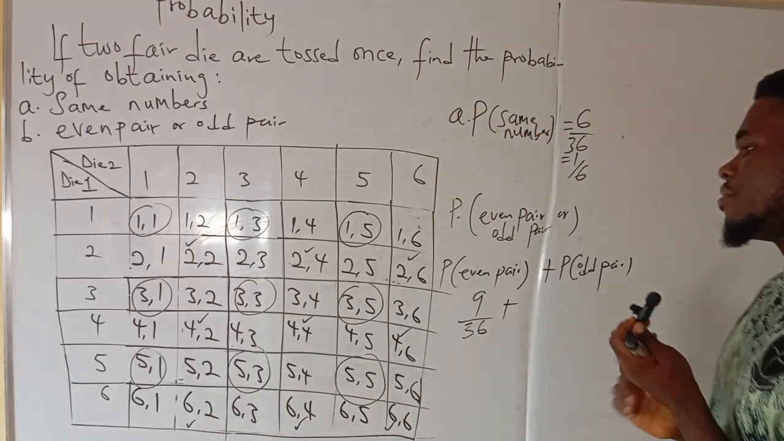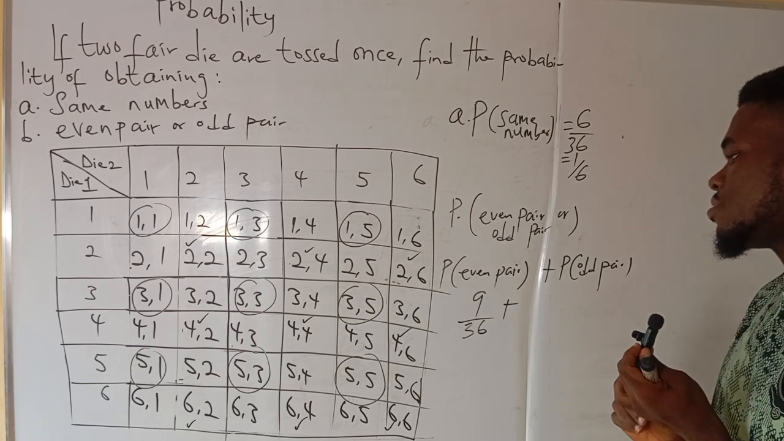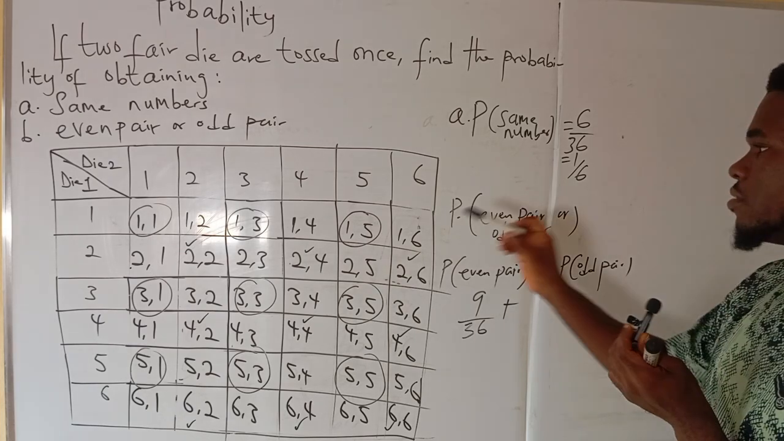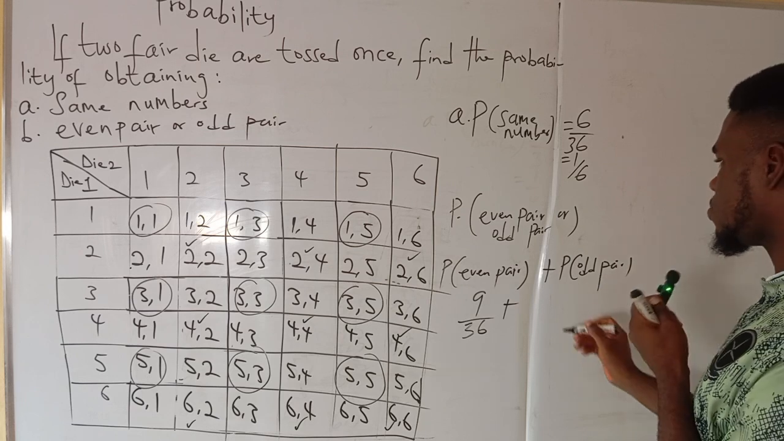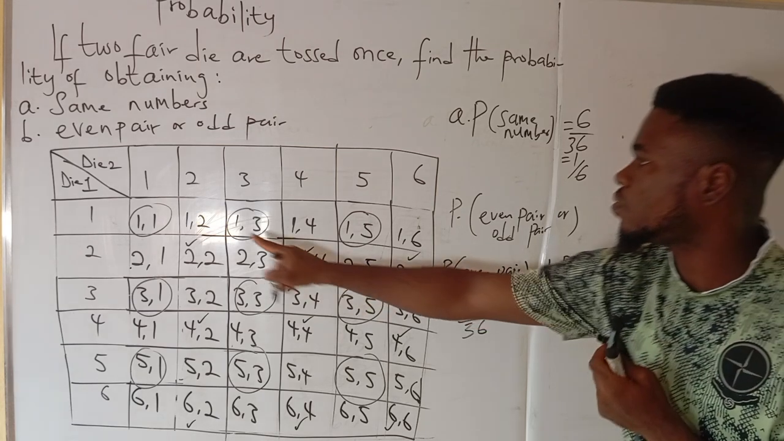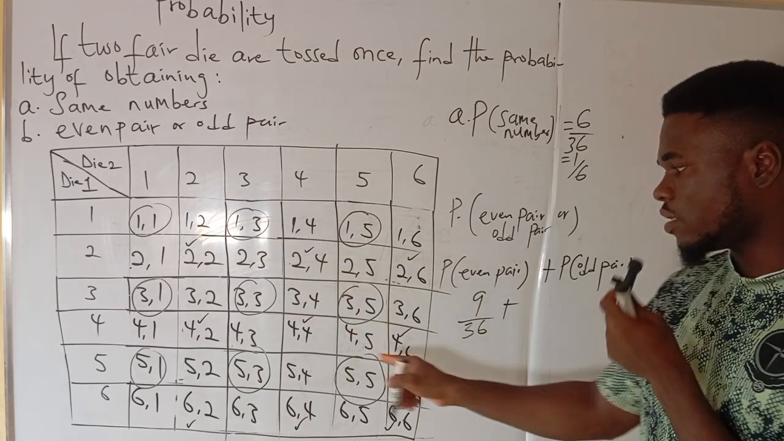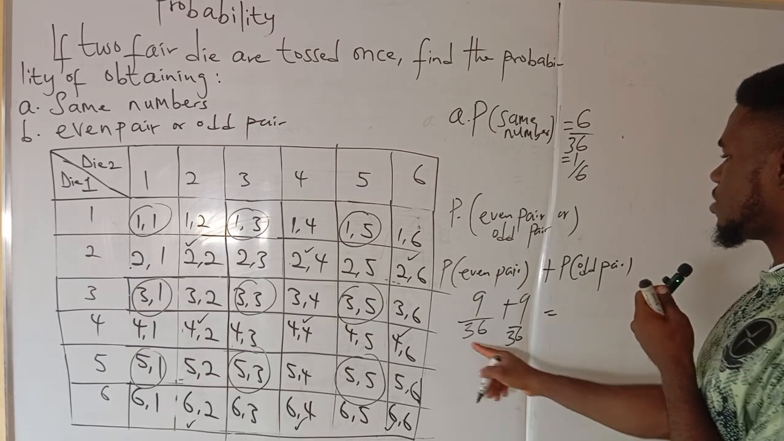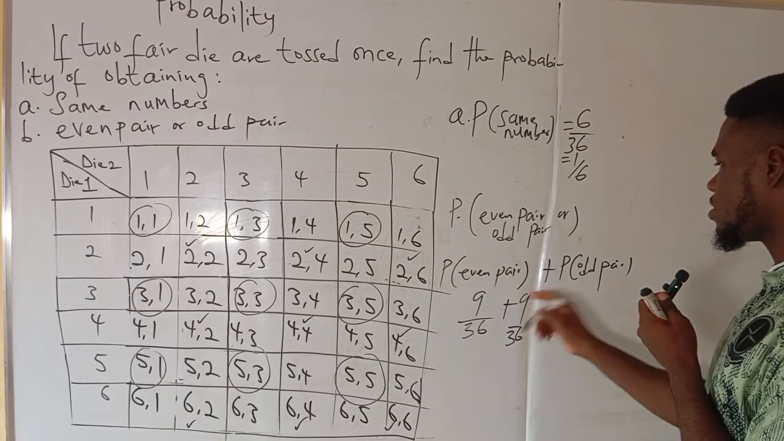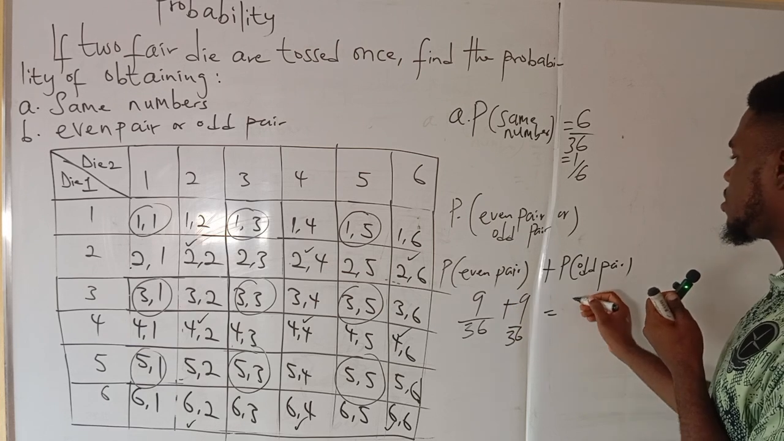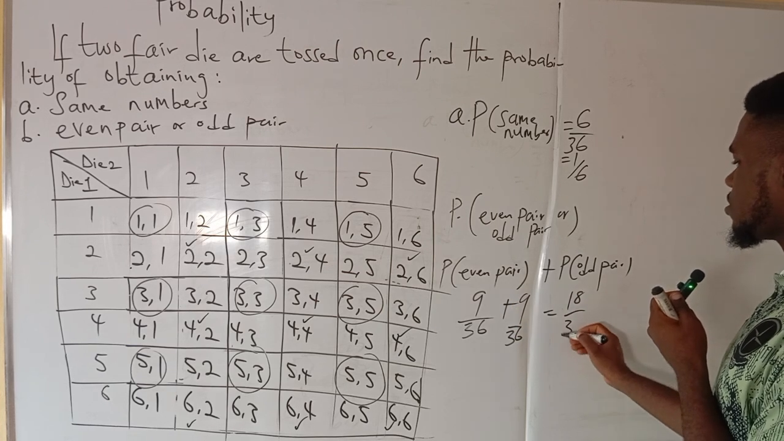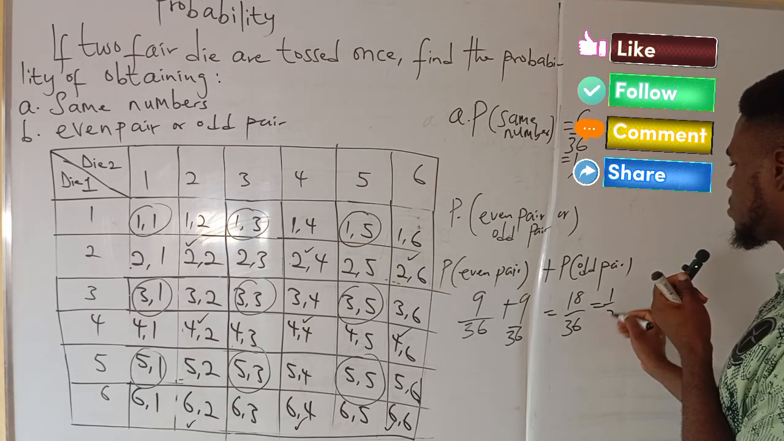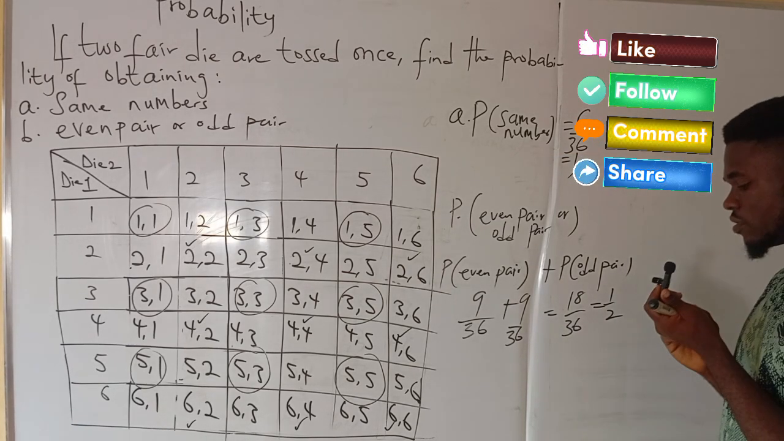So the odd pairs we're having there are the same amount, just like the even pair. If you count 1, 2, 3, 4, 5, 6, 7, 8, 9, so 9 over 36. Since you have the same denominator, just go ahead and add your numerators, which is 18 over 36. When you reduce this to the lowest term, you're having 1 over 2. And that is the final result.